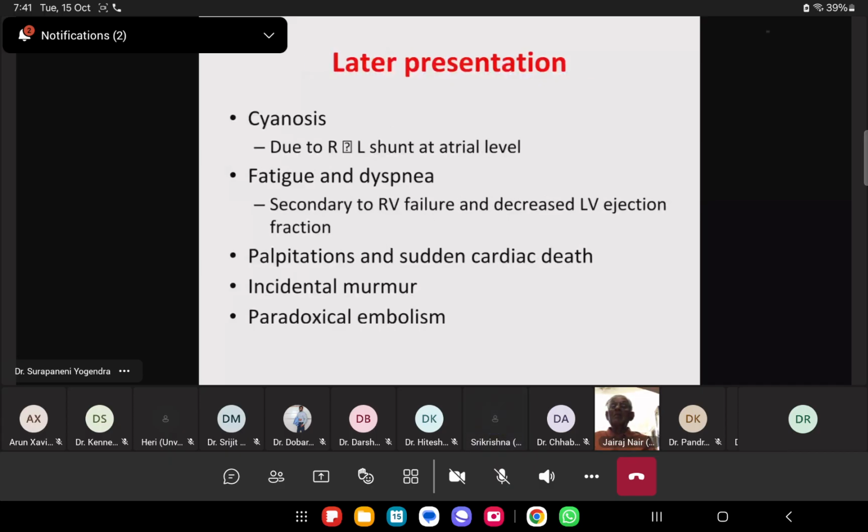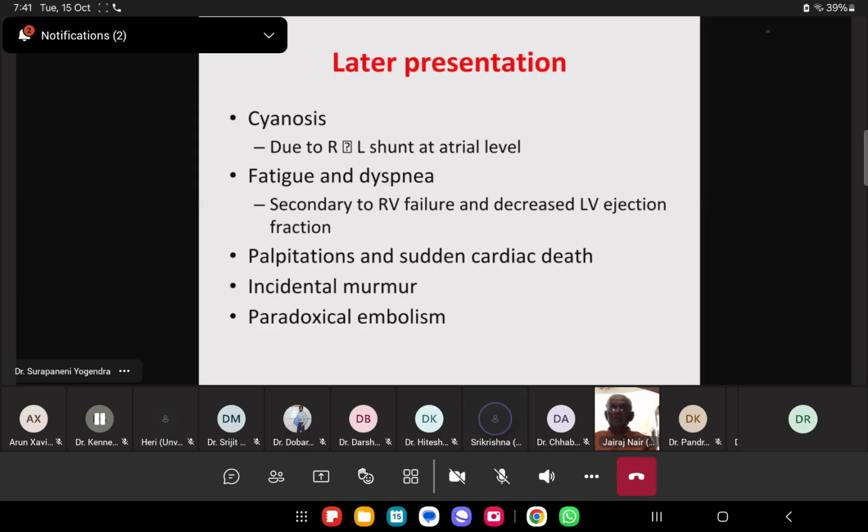Late presentation: cyanosis due to right to left shunt at atrial level presents as fatigue and dyspnea secondary to RV failure and decreased LV ejection fraction. Palpitations and sudden cardiac death can occur. Incidental murmur can be detected. Paradoxical embolism can occur in some patients.